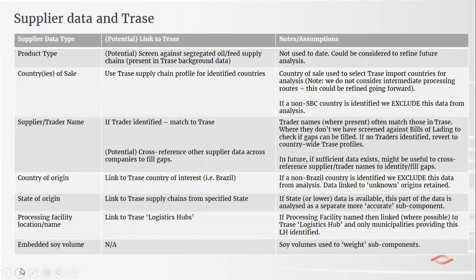But for this initial analysis, we decided to keep things simple and just focus on direct flows. As another example, if a company was able to identify a processing facility in their supplier information, we can make a very direct link to Trase logistics hubs, which meant that we would then filter the data from Trase down to a level where we were only covering the municipalities sourcing soy from those particular logistics hubs. Essentially, we were using what data was available to us. So we wanted to use the available information, but do so with as few and as simple assumptions as possible to avoid the complexity of the analysis.